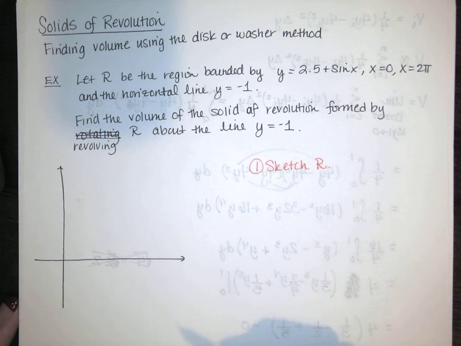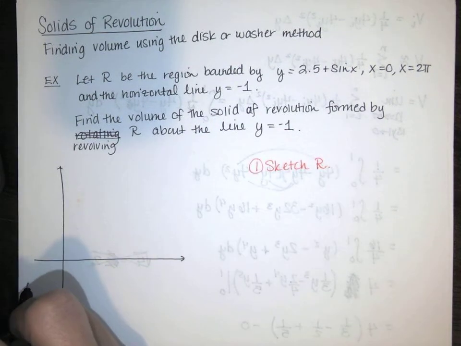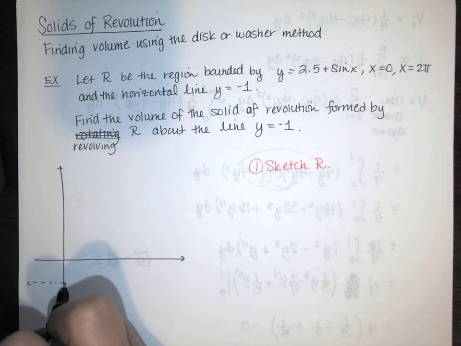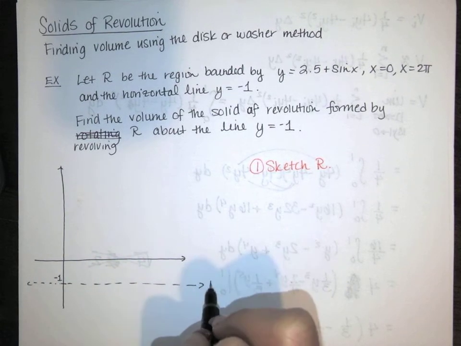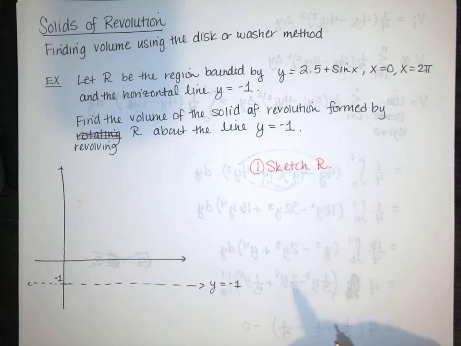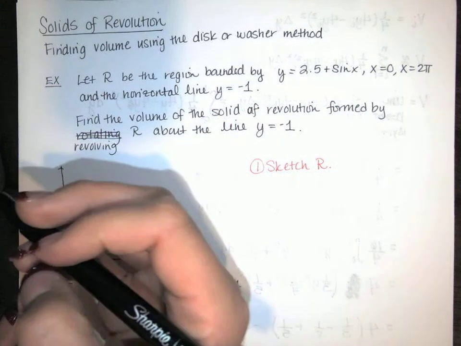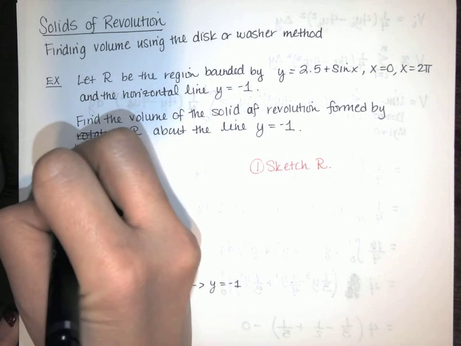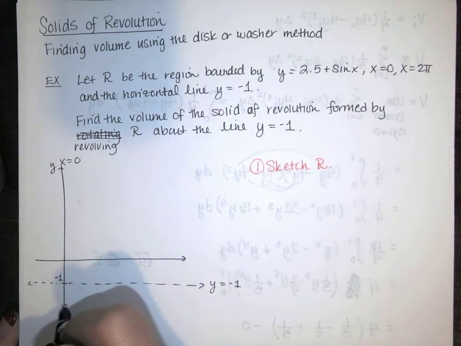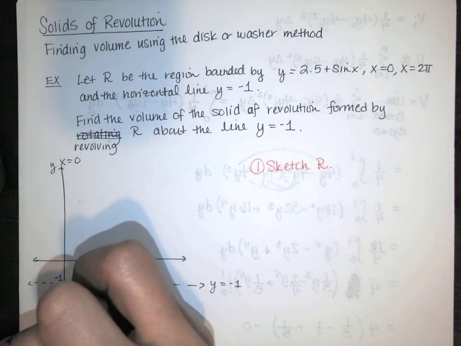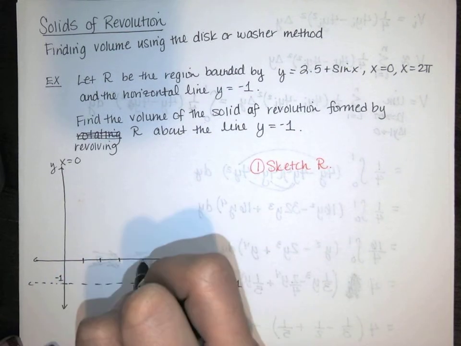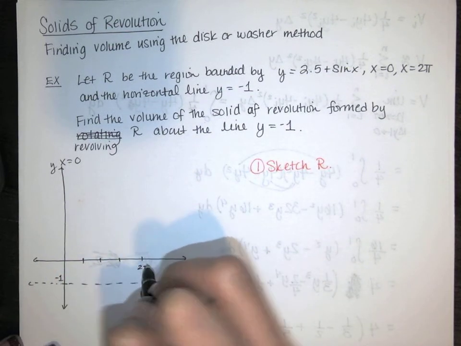Now we have y equals -1, that's a horizontal line, that's down here. So that's one bound. X equals 0 is also the y-axis, so that's another bound. X equals 2 pi, it's going to be over here. It's another bound.